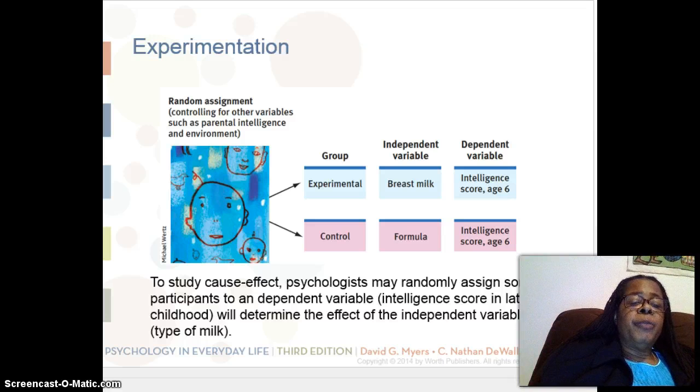This assigning the infants into different conditions, that's the manipulation of the variable. That's our independent variable, whether they had breast milk or formula. Our dependent variable then is going to be intelligence scores, which in this particular experiment, they will look at later on when they're at age 6. So they would keep track of those infants, and then later they would look at whether or not the children who received breast milk have higher intelligence scores than the children who received formula.